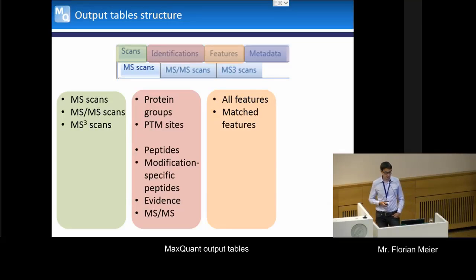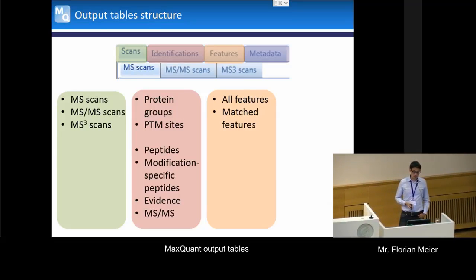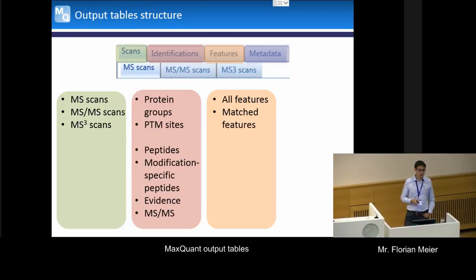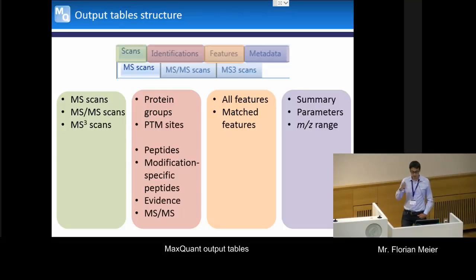Then one level above, there is this table that contains all the features. That's usually easy to find because it's always the biggest table. And also, if you click matching between runs, you can also get tables for matched features. And above everything, there is a summary table, one table that contains the parameters, and one table that gives you some information about the m/z range and what changed between different m/z ranges of the experiment.